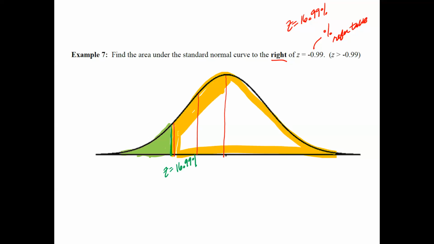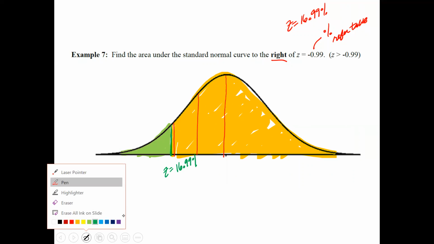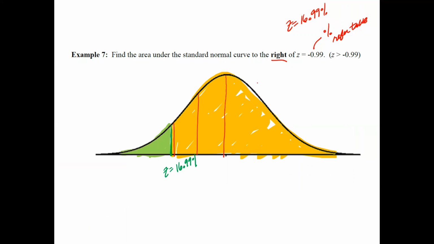Well, if you're interested in finding that, you simply take your 100%, because the entire bell curve is 100, and you will want to go ahead and subtract 16.99%. So the rest of the orange area is 83.89%.